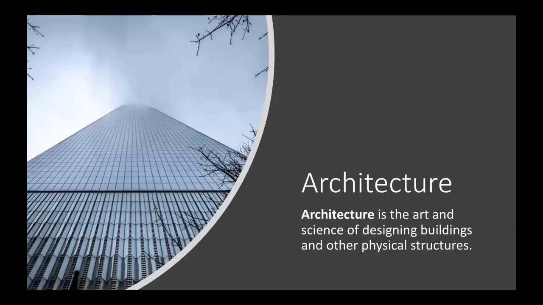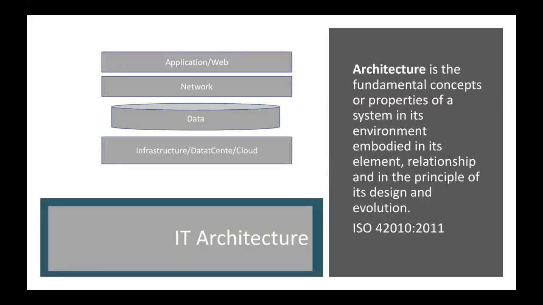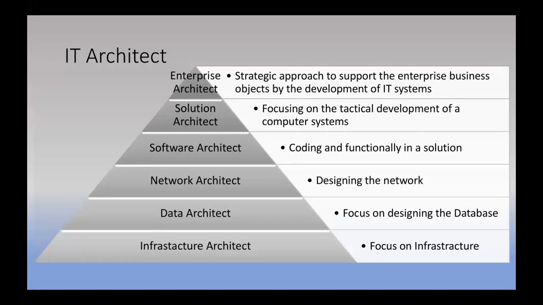Now, architecture is a word that is used to describe buildings, and building architecture is the art and science of designing buildings and other physical structures. In IT, we have application architect, network architect, data architect, infrastructure architect, and the infrastructure might be cloud or it might be data center. Each of these has its own specific focus area. So infrastructure architects focus on the infrastructure. Data architects focus on designing the data. Network architects design the network. Software architects focus on code and functionality in a solution. And then solution architects focus on delivering the development of a computer system solution.